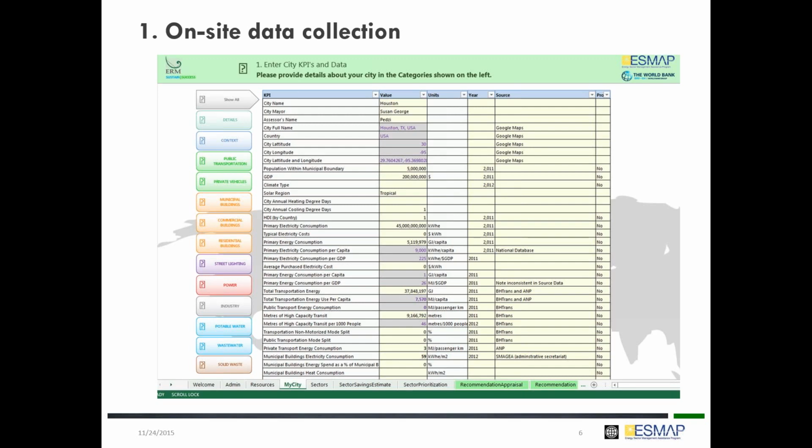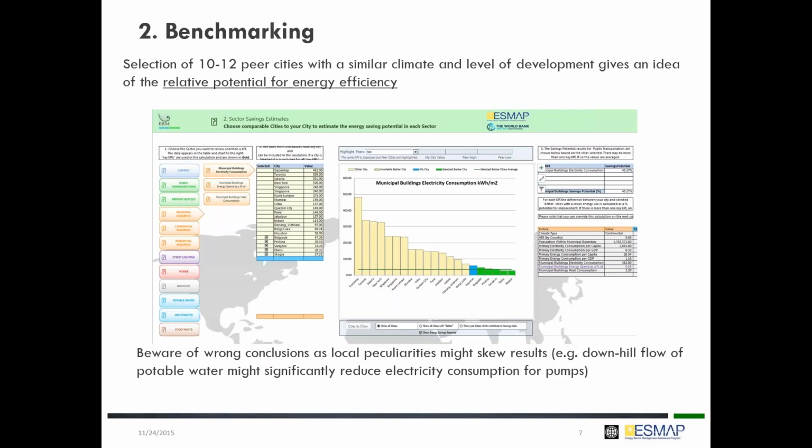So after collecting the basic data and in order to start a discussion with the city, we run a benchmarking to basically highlight what are the areas where the city is performing very well or very poor, to basically start the discussion of what could be the potential priority sectors for the city to engage in energy efficiency measures. But this is more a quick and dirty analysis to really start the discussion.